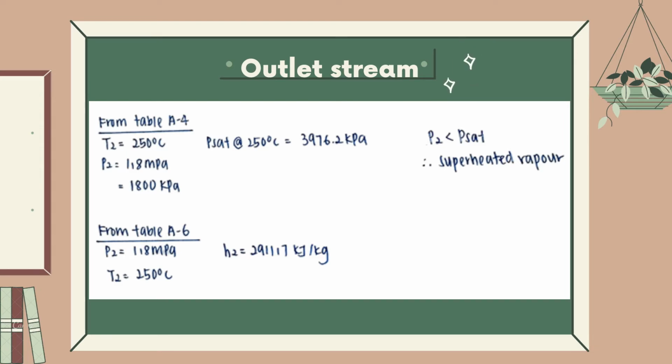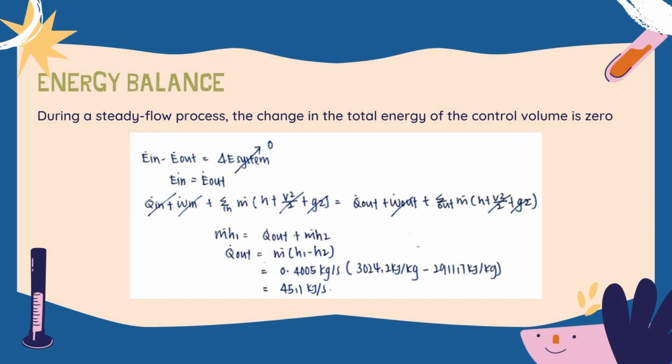By referring to table A4, the saturation pressure at 250 degrees Celsius is 3976.2 kilopascal. Since P2 is smaller than P saturation, it is superheated vapor, so we need to refer to table A6. At 1.8 megapascal and 250 degrees Celsius, the enthalpy of the vapor is 2911.7 kilojoules per kilogram. During a steady flow process, the change in the total energy of the control volume is zero.